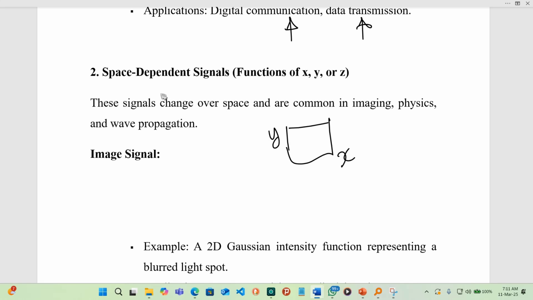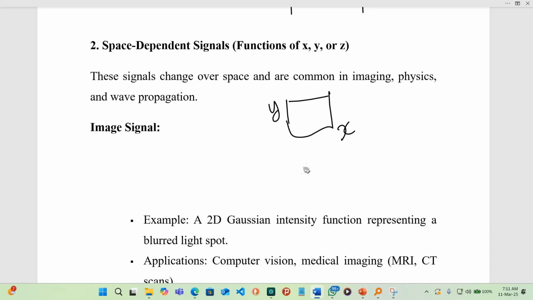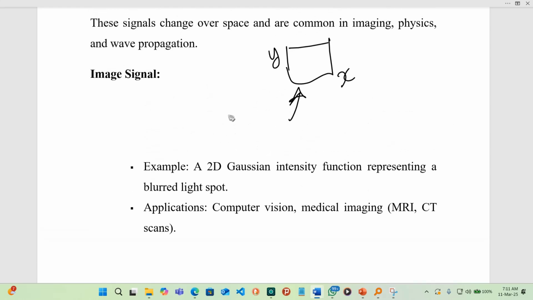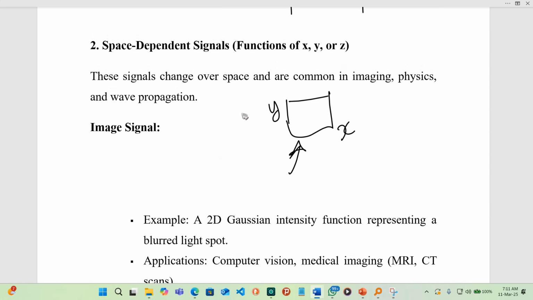You need to understand that this is a space-dependent signal, and even when you want to work on it, this is what you should work with. So that is like an image signal, okay? For example, a two-dimensional Gaussian intensity function represents a broad light spot. Applications, we see this in computer vision and medical imaging, such as magnetic resonance imaging and computed tomography. All of these are using images, and those images are represented in terms of space-dependent signals.